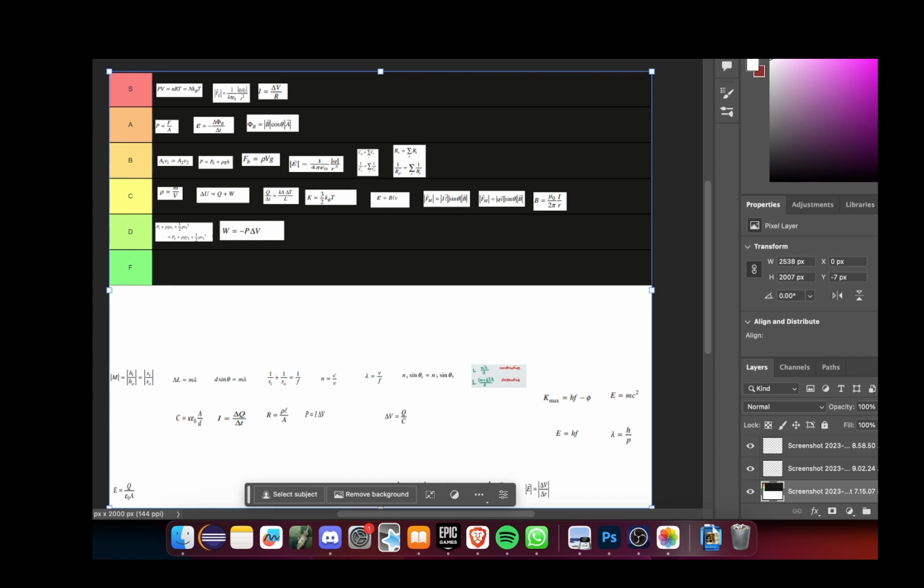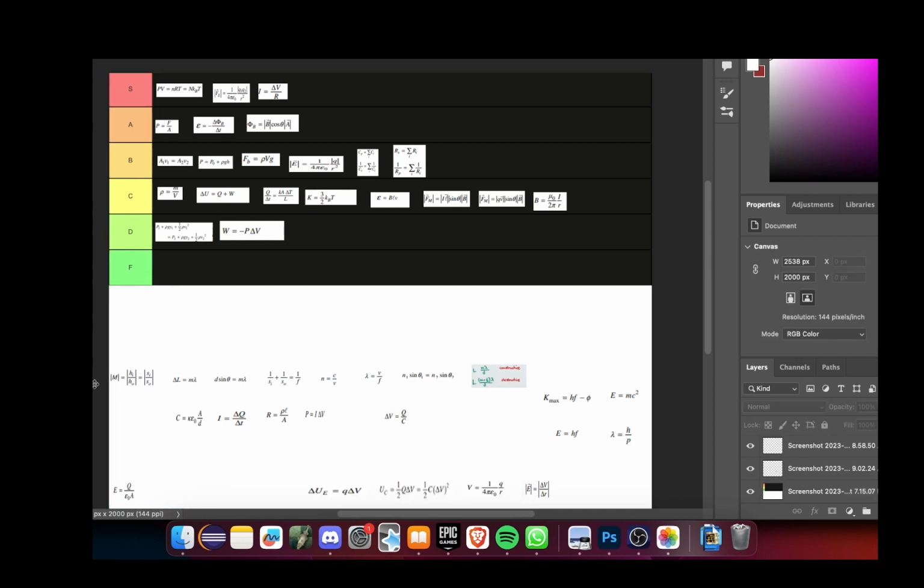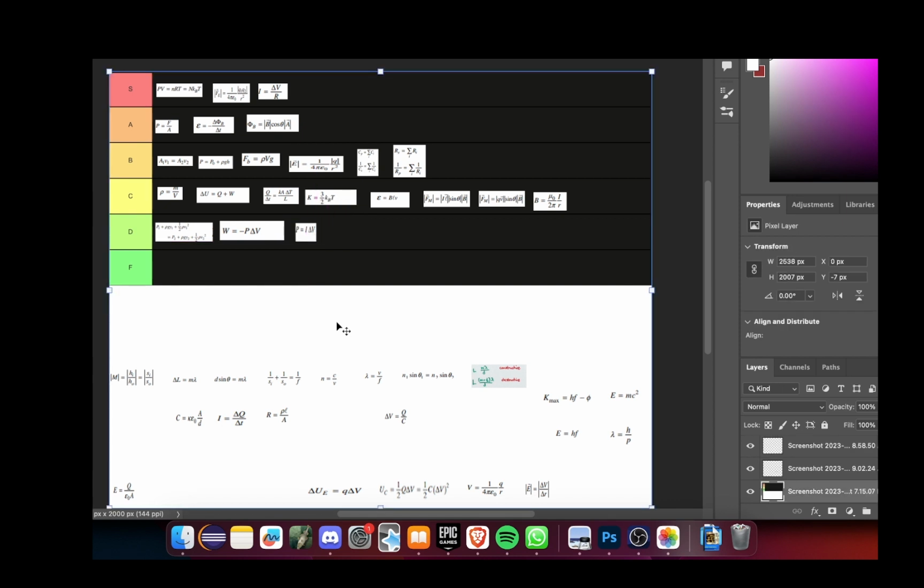I feel like it's a D tier, to be honest. It's not impressive. P equals I delta V. You're not impressing anybody with that. I agree. The more charge you have, the brighter the light bulb. Like, really? I never would have known.